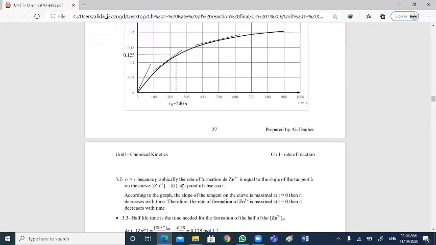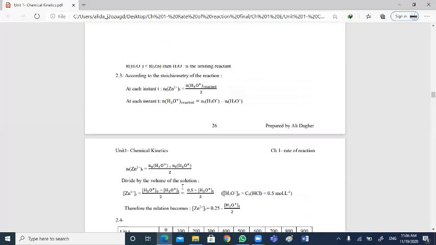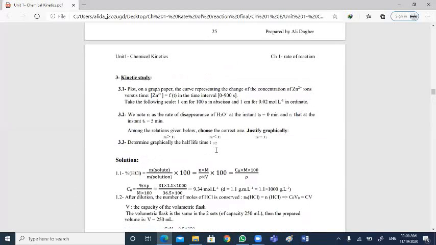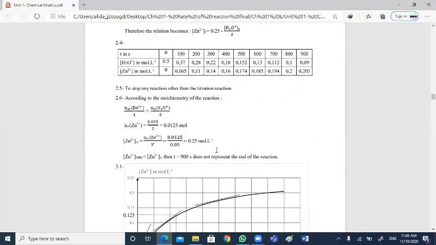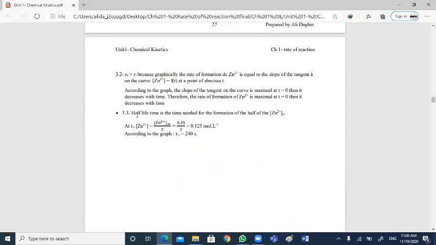3.3, last part. Determine graphically the half-life time. Solution. We should write the definition: the half-life time is the time needed for the formation of half of the concentration of Zn2+ at infinity.